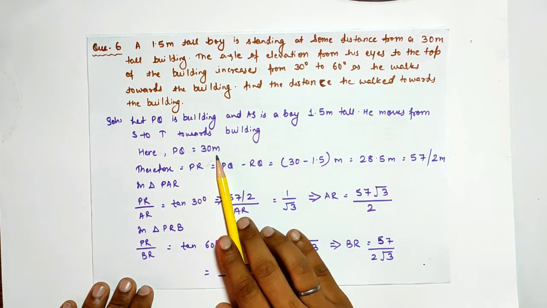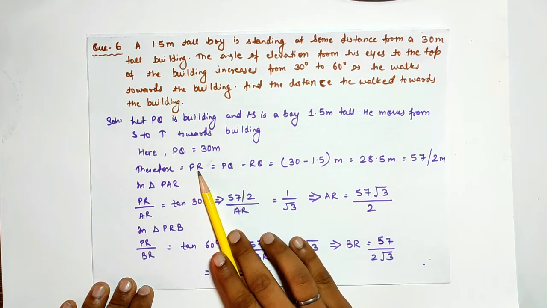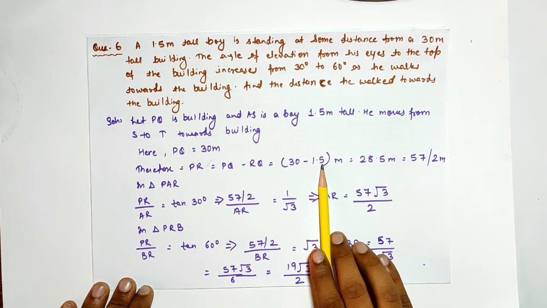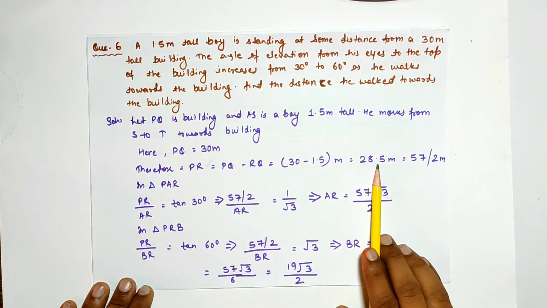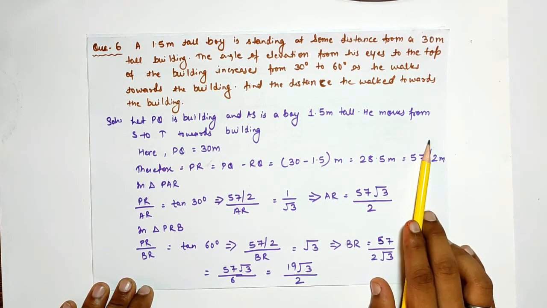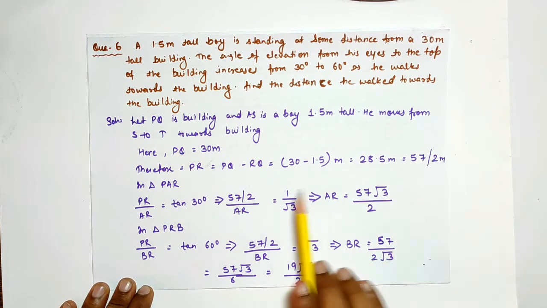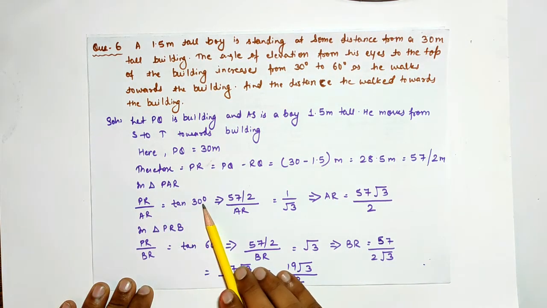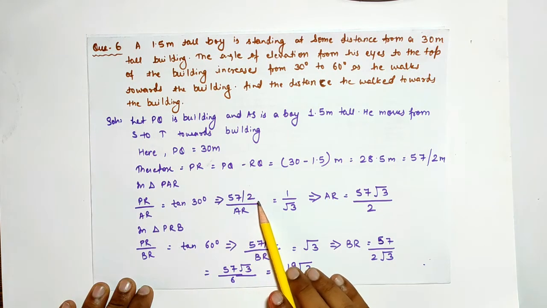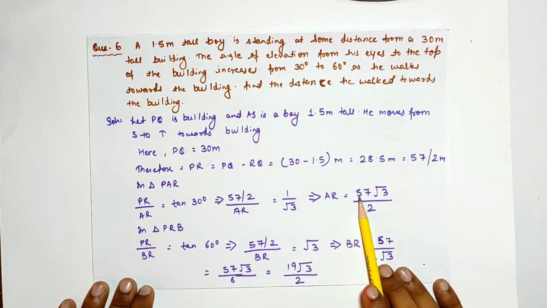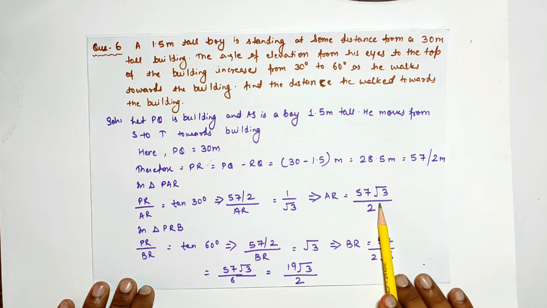Here PQ is equal to 30 meter, therefore PR is equal to PQ minus RQ, which is 30 minus 1.5 meter, which is equal to 28.5 meter, that is 57 upon 2 meter. In triangle PAR, PR upon AR is tan 30 degree, that is 57 upon 2 upon AR is equal to 1 upon root 3. So AR is equal to 57 root 3 upon 2.